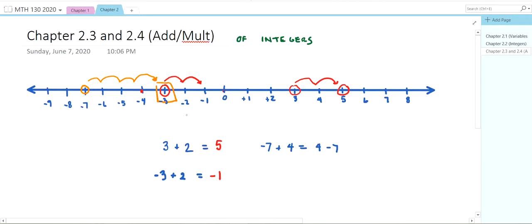It equals -3. But I said it was the same thing as 4 minus 7. Well, let's check that out. If we start here at 4 and we go 7 this way, 1, 2, 3, 4, 5, 6, 7. And sure enough, it does equal -3.